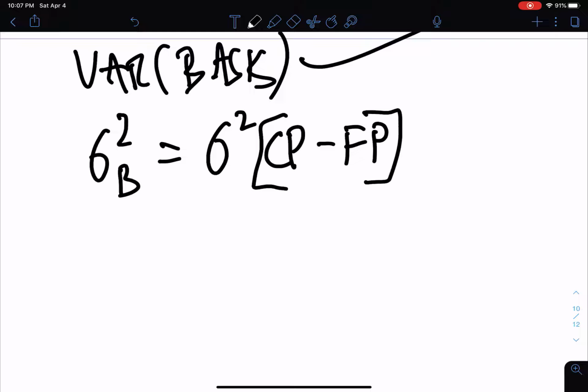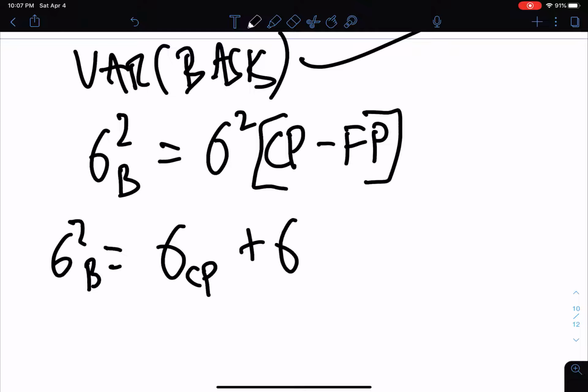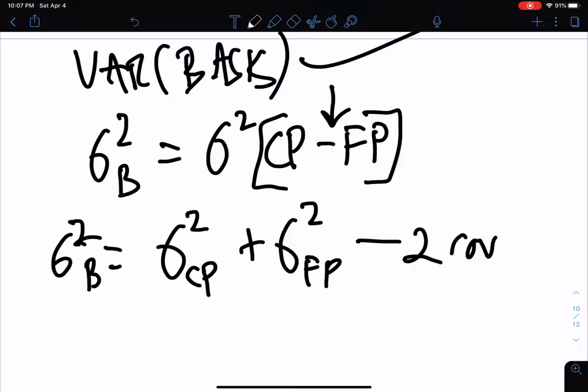So what we have here then is the variance of the basis is equal to the variance of the cash price plus the variance of the futures price. Now, since this is a minus sign, something we saw in portfolio theory videos, now we have a minus sign. Minus 2 times the covariance of cash price and futures price. What's new here from what you've seen in portfolio theory is this is now a minus. It's a minus because that's a minus.